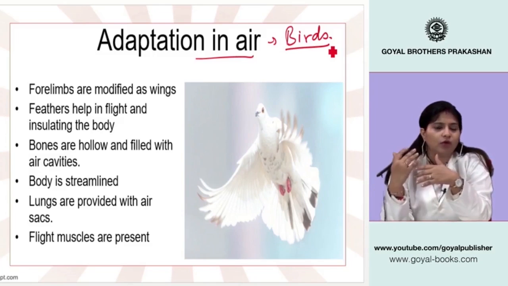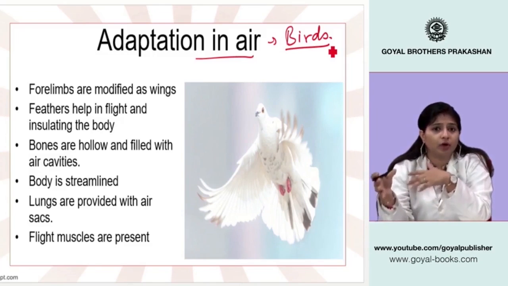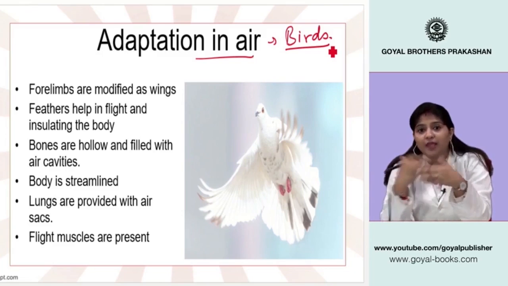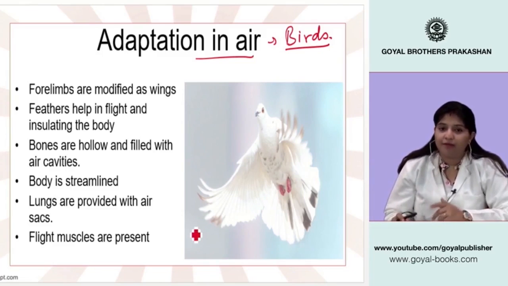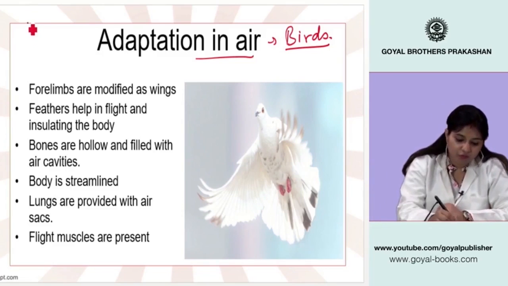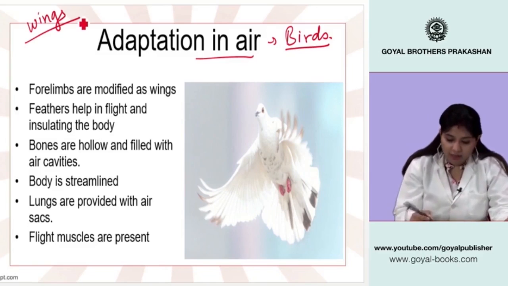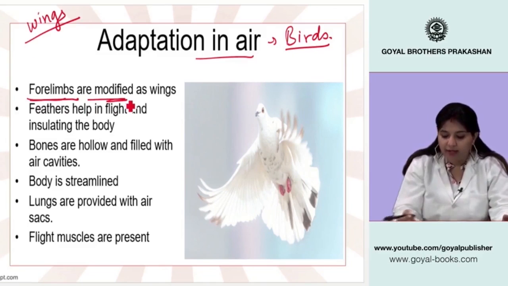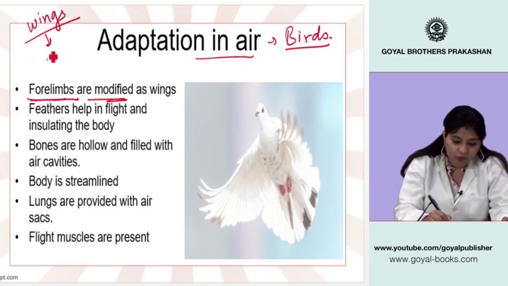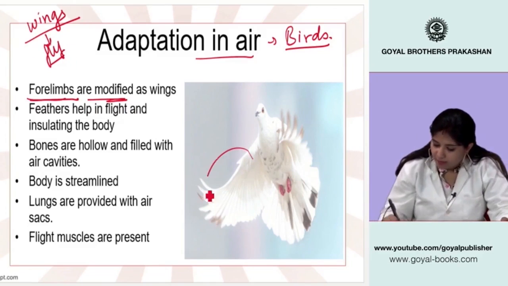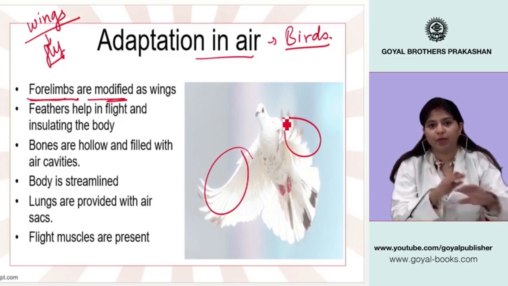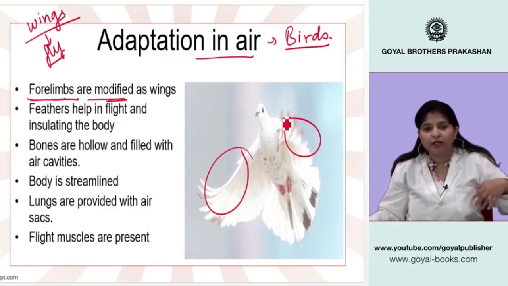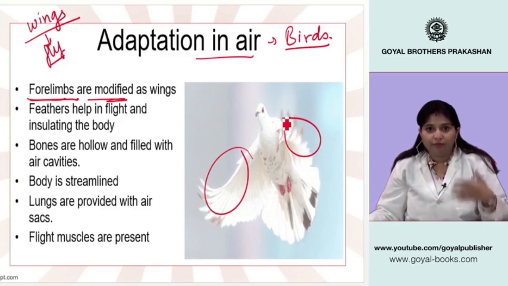Let's understand what are the different adaptations in the birds which allow them to stay in the air and take flight. Whenever I say a bird, the first thing which comes to mind is wings. What are these wings? These wings are nothing but forelimbs which are modified in the form of wings which help them to fly, right? The pair of wings which we see are the forelimbs modified in the form of wings, and they are covered with feathers.